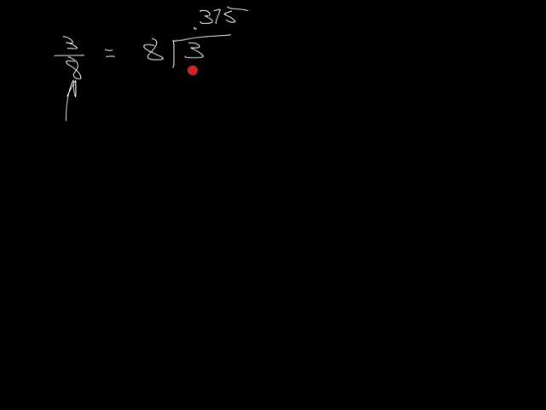Now changing it to a percent. I'm going to take this decimal and move it over 2 and add the percent sign. That's all I do. Once I have it in a decimal, it's real easy to change it to a percent, because I just move the decimal 2 places to the right and put the percent sign on, and I'm done.